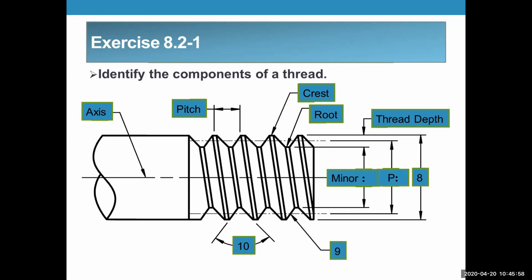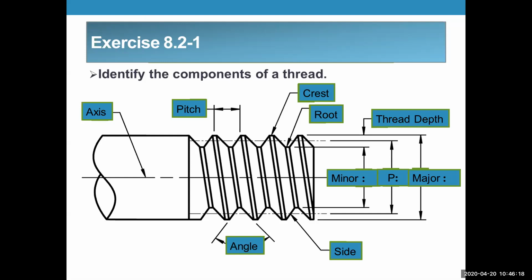So thread depth, number 6 is the minor diameter. Number 7 is the pitch diameter, and number 8 is the major diameter. Right. Number 9 is the side, and 10 would obviously be the pitch angle.